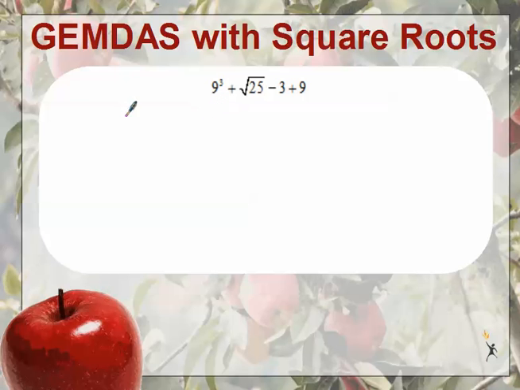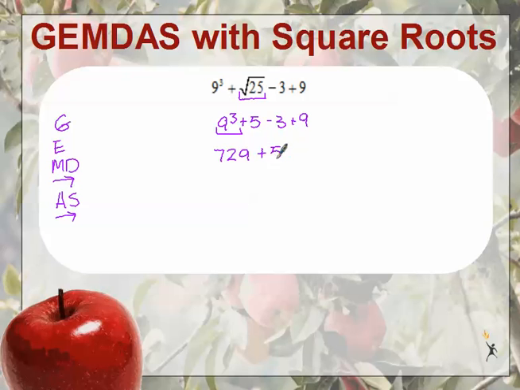When we solve this problem, we're still following GEMDAS, just like we would for any other regular problem. I don't have any other groupings besides the square root here. So the square root of 25 is going to give me 5. So I have 9 to the third plus 5 minus 3 plus 9. Then I don't have any more groupings. For my exponent, I have 9 to the third power, and 9 to the third power is 729.